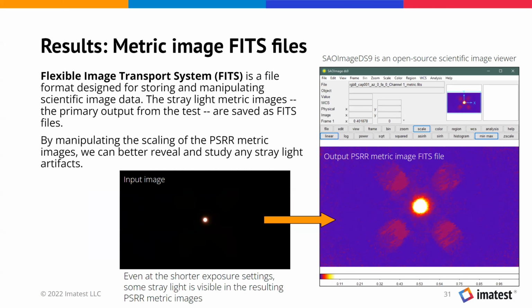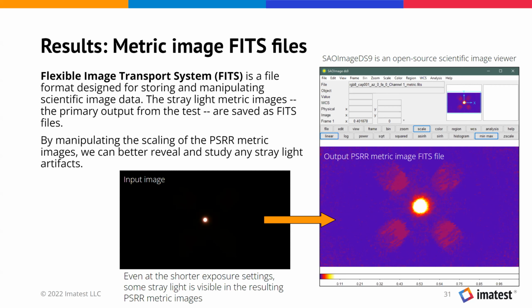So again, with these metric images, they can be outputted as FITS files. This is an astronomy data format, designed for storing scientific image data. Rather than your classic image file like a JPEG, which has values of 0 to 255, unsigned 8-bit integers, you can store floating point data in these FITS files. So it's really useful for scientific image data.